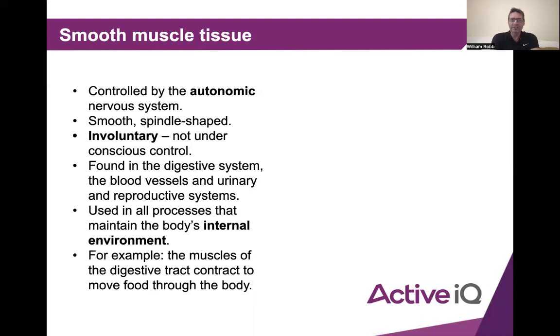Found in the digestive system, the blood vessels of the urinary and reproductive systems. It's used in all the processes that maintain the body's internal environment to maintain homeostasis. For example, the muscles of the digestive tract contract to move food through your body. So smooth muscle, autonomic, involuntary.